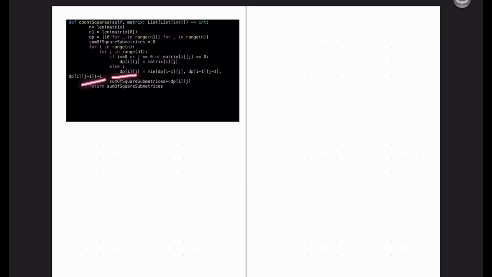So instead of traversing at the end and adding to the resultant value, we do it as we go, because this dp of ij is never going to be changed. Instead of traversing one more time, we add it to the sum of square submatrices and return. Now for this example, let's fill the dp array with the solution that we have used.